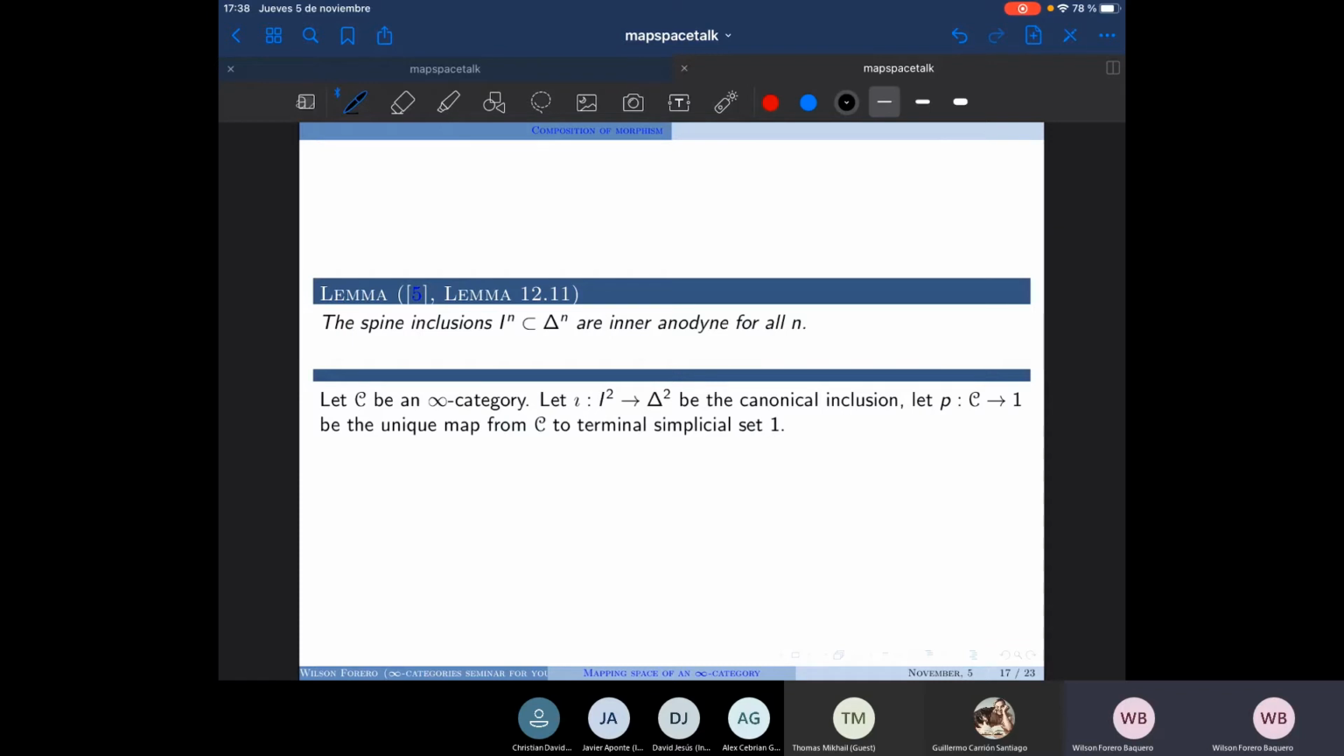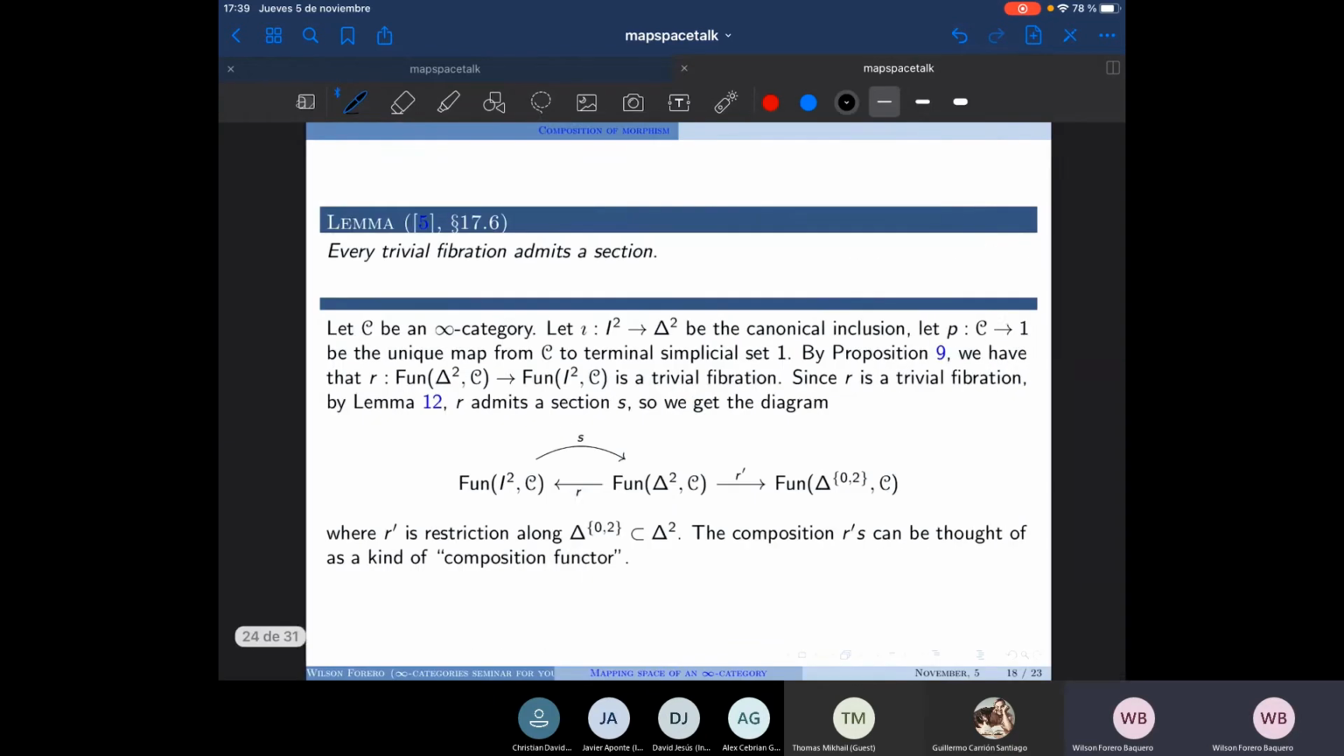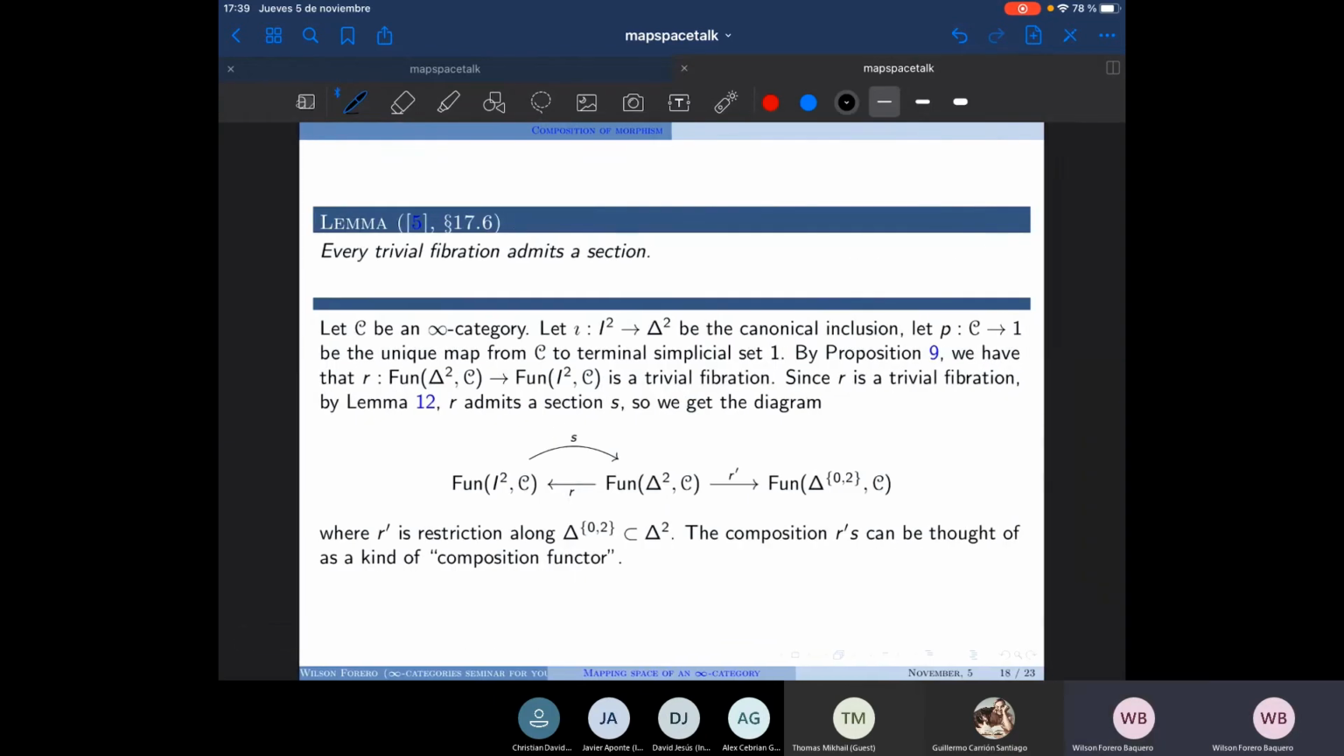Since the canonical inclusion is inner anodyne by the previous lemma, and P is an inner fibration since C is an infinity category, we can apply the last proposition, the tricky proposition. And what does that proposition say? We have that R is a trivial fibration. But why do we need this one? Well, by the following lemma: every trivial fibration admits a section.